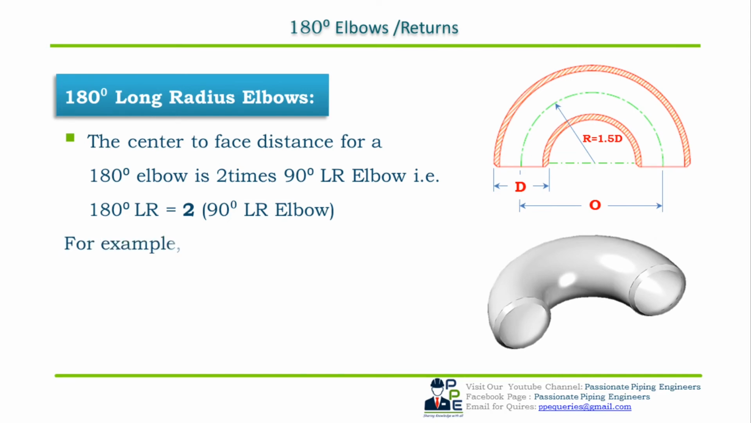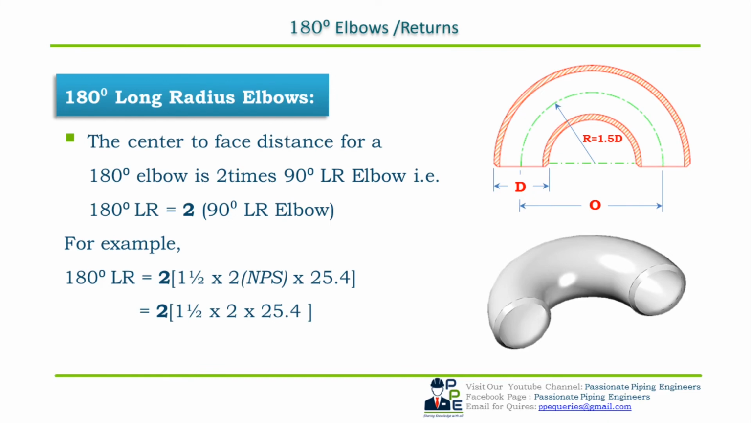Let us take an example of a 2 inch NPS pipe and try to calculate the center to face distance of a 180 degree elbow with the formula. 180 degree long radius elbow is equal to 2 into 1.5 into 2, which is NPS, into 25.4. Therefore, after calculating this, we will get O is equal to 152.4 mm, which is the center to face distance of a 180 degree long radius elbow.